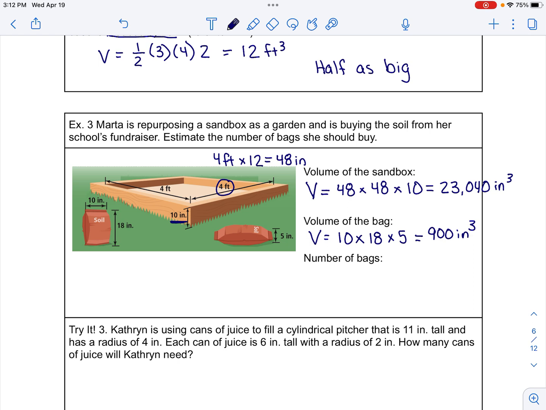So how we can figure out how many bags, we take the total volume we need, and you're going to divide it by, each bag covers 900 inches cubed, and it comes out to 25.6 bags. But realistically, you can't go to the store and be like, I want part of a bag. So we're going to say we need 26 bags all together, because you can't buy part of a bag.